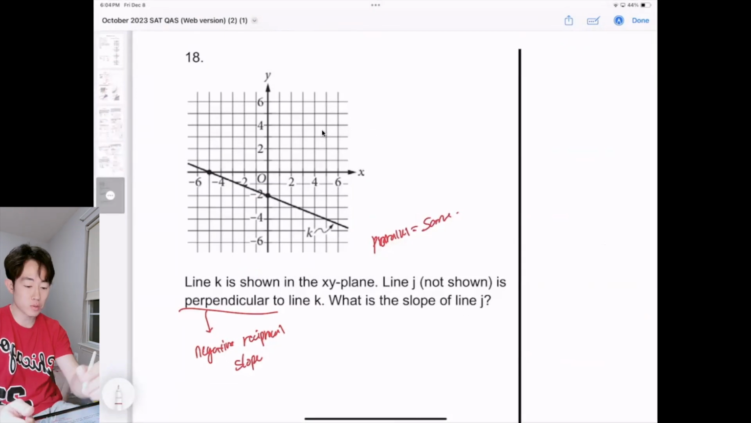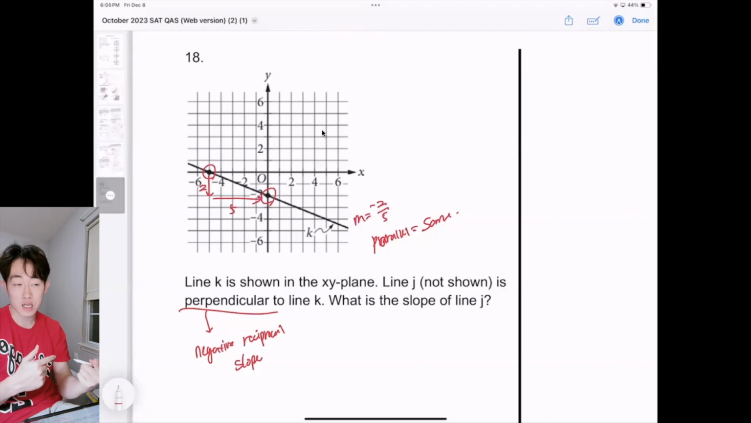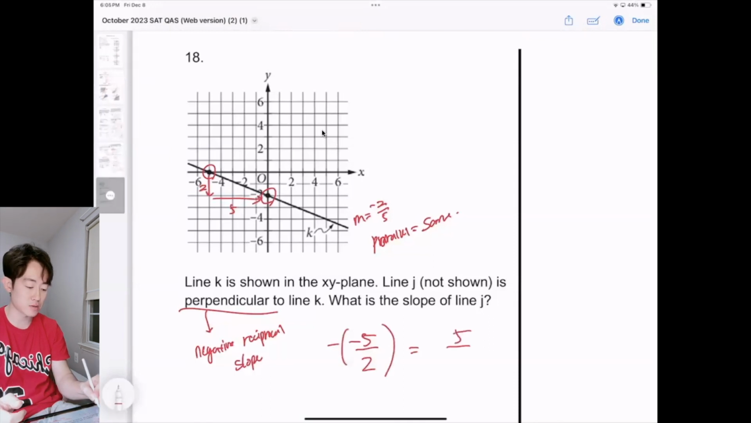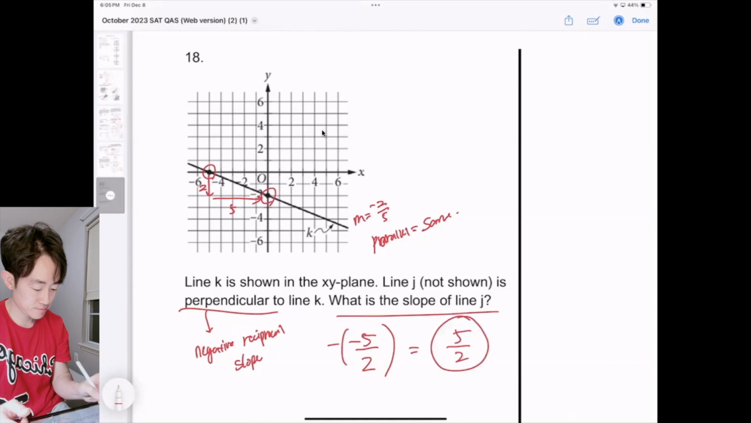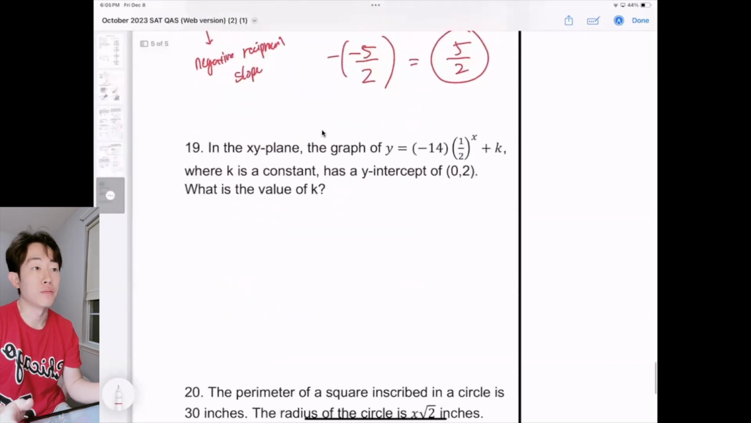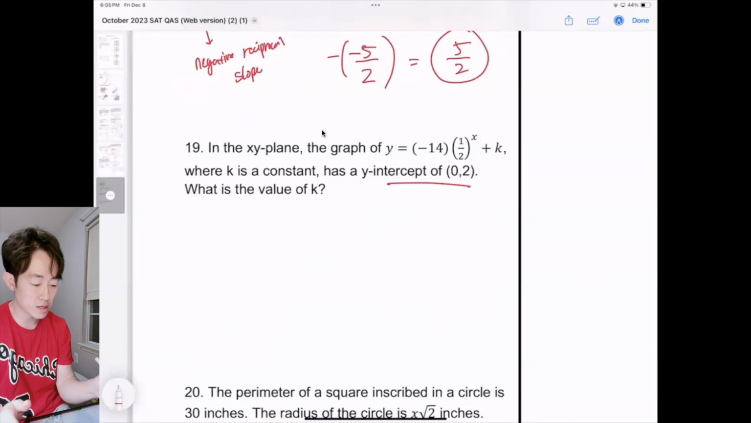So if you find the slope of this, and they were nice enough to give you those really lovely 2 points, which are the x and y intercepts, that's 2 units down and 5 units to the right. So the slope for this is negative 2 over 5, negative because it's going downwards. Now, the perpendicular slope is the negative reciprocal of that. So you flip it to 5 over 2, and then you undo the negative, because a negative sign in front of another negative sign makes it a positive. So the slope is just 5 over 2. Easy.